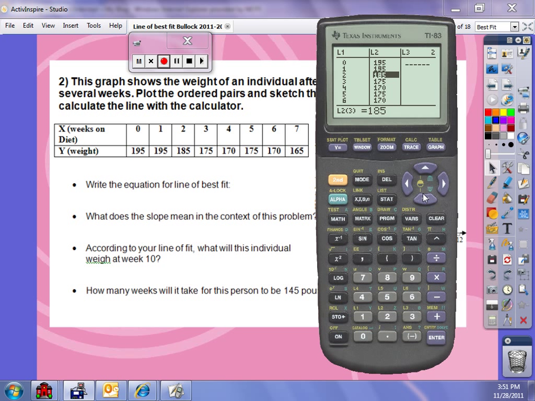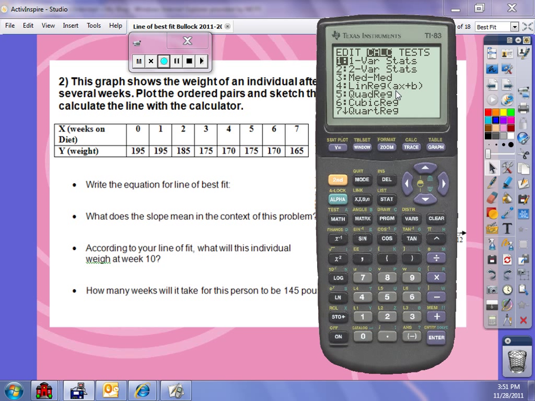So as you can see, in general, although they did have a couple of weeks where they gain and lose and gain and lose, overall, this person from the beginning to the end did lose some weight. So I'm definitely expecting this to be a negative correlation, where the line is going to go down, to have a negative slope. So from here, once I've got all this data in, we're going to hit Stat, go over to Calc, and calculate a line.